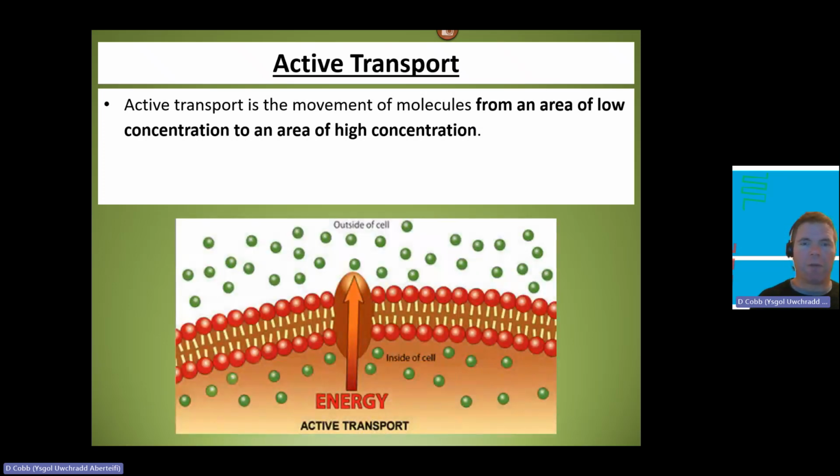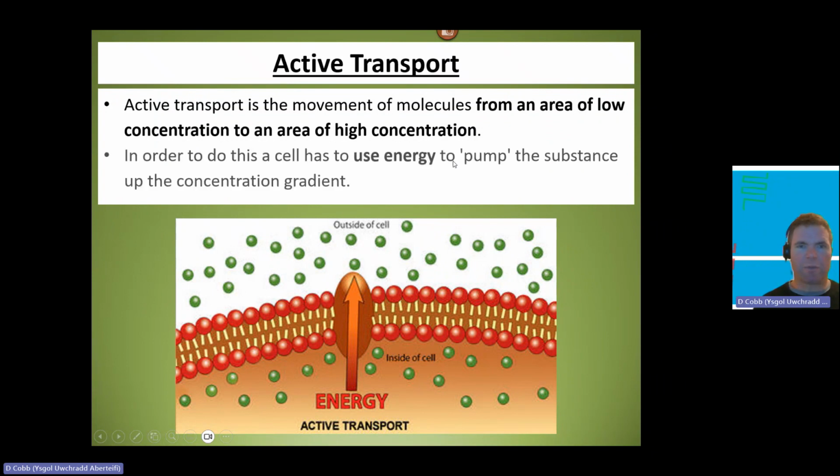And therefore, what we're seeing is, look, you see inside the cell, we've got a low concentration. We've got fewer green molecules here. Outside the cell, we've got more green molecules there. So we've got a low concentration inside the cell, a high concentration outside the cell. And whenever we see that, that's active transport.